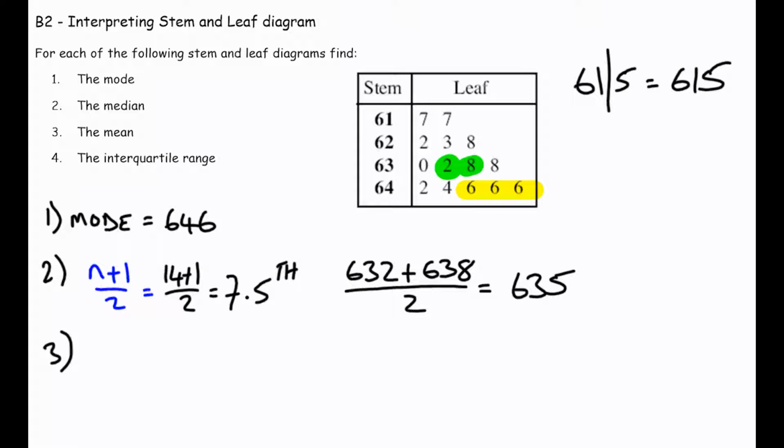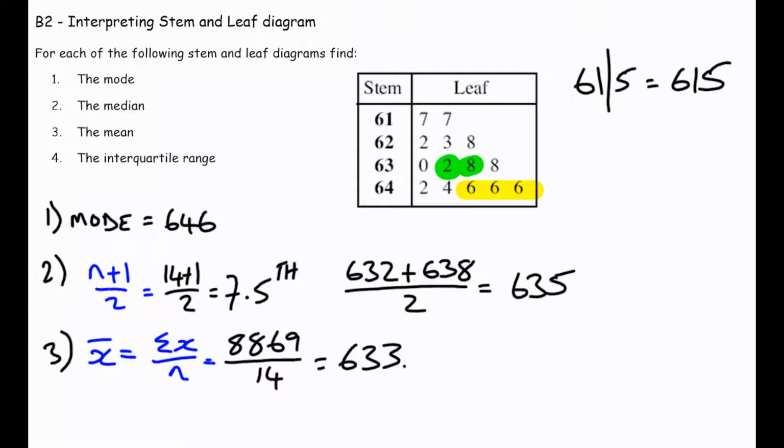Okay, question 3 is the mean. This should largely be a calculator job. We're going to add each of those values and divide by 14. I should be putting it into X bar. It's the sum of all the data points divided by the count, which in this case is 8869 divided by 14, which gives me 633.5. Just a quick sense check.